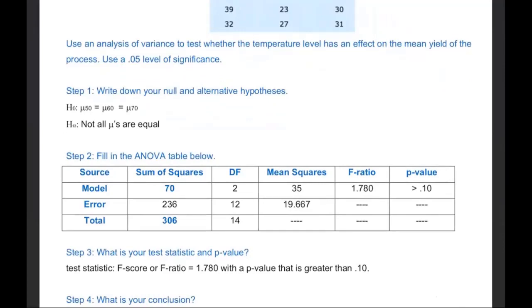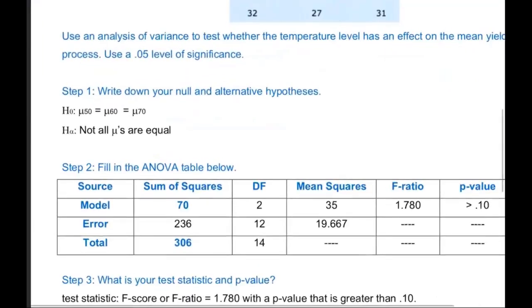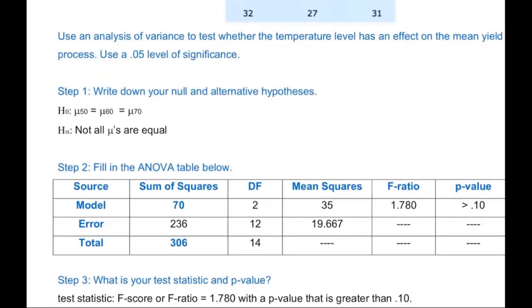So the first thing is to write out the null and alternative. While I was in different rooms, I see that different students have different habits of writing it. So it's okay to write it as mu1 equal to mu2 equal to mu3. But it may be more relevant if you talk about 50, 60, and 70, because we were talking about temperatures, right?